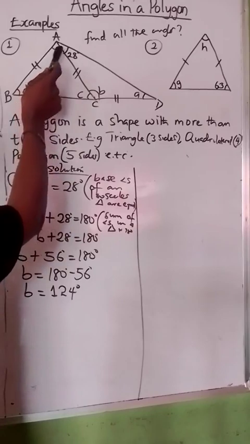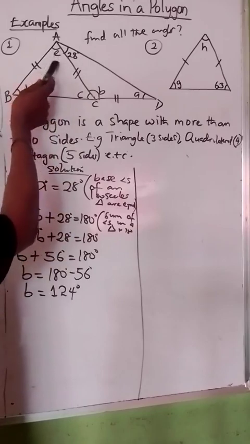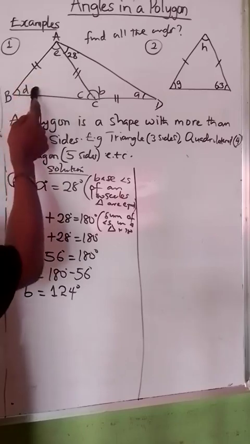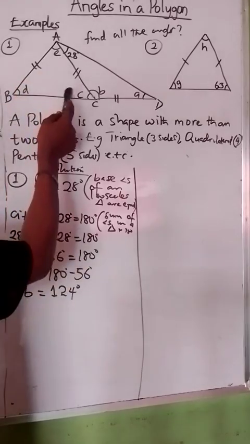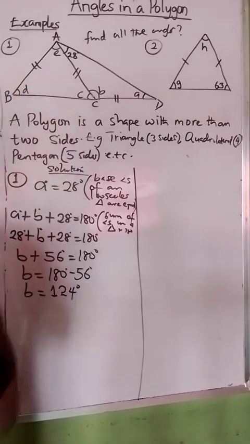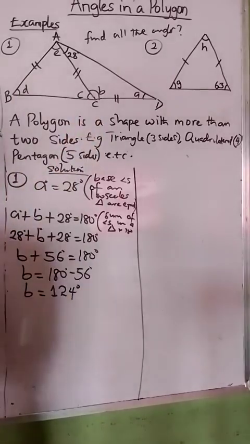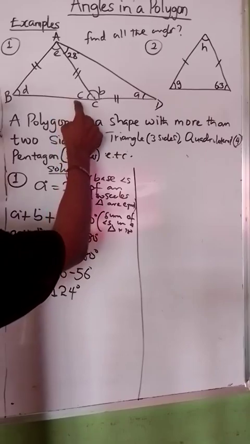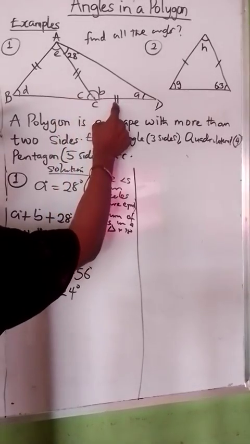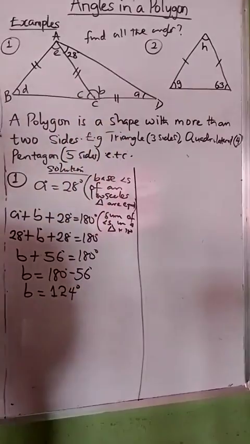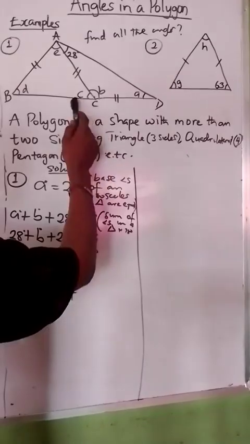There's no way we can get our E. There's nothing that shows that we can easily get our E. What about D? No way. But C, can we get it? Yes. Why? Because we have gotten our B. And you can see that this is on a straight line. And the sum of angles on a straight line is also 180. So this is a straight line.